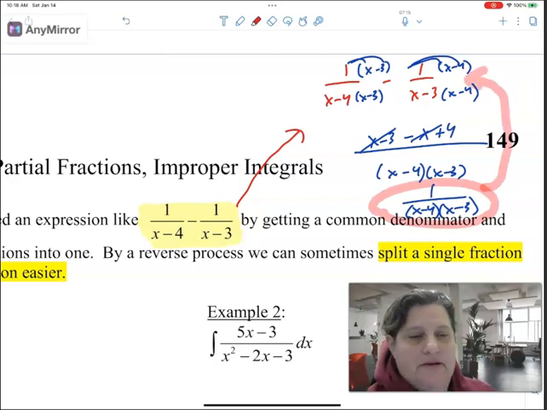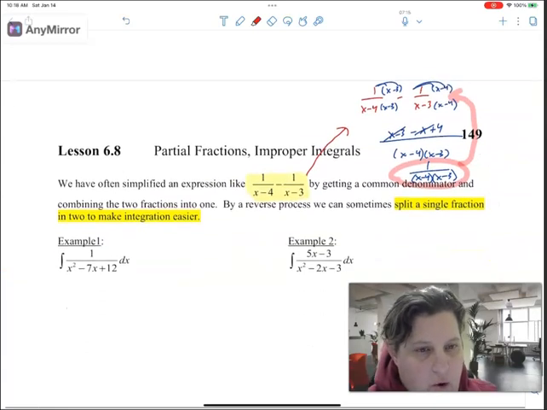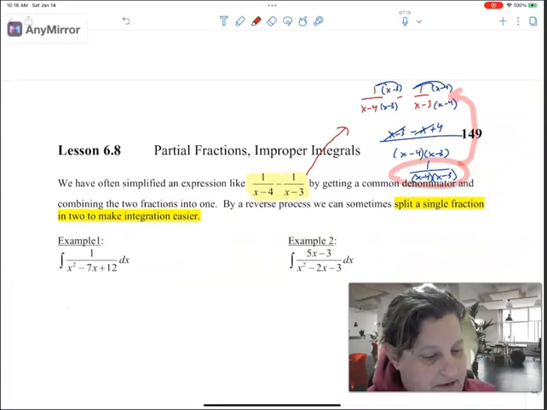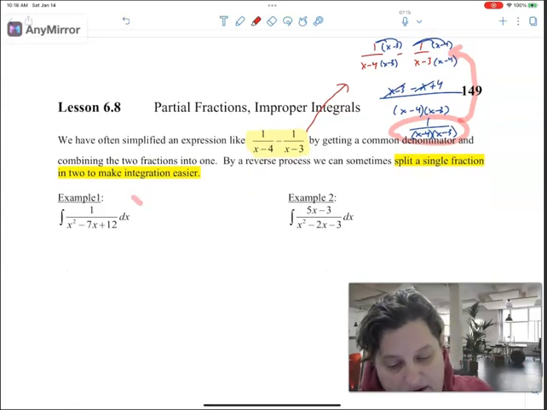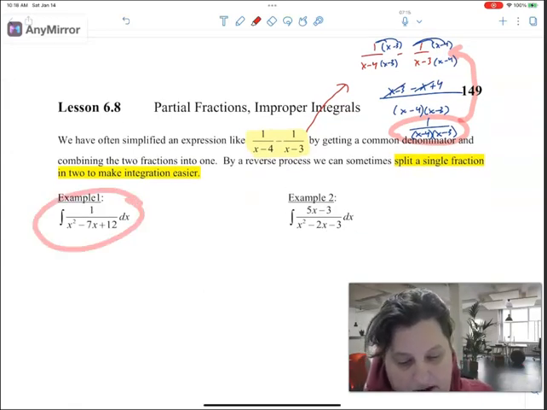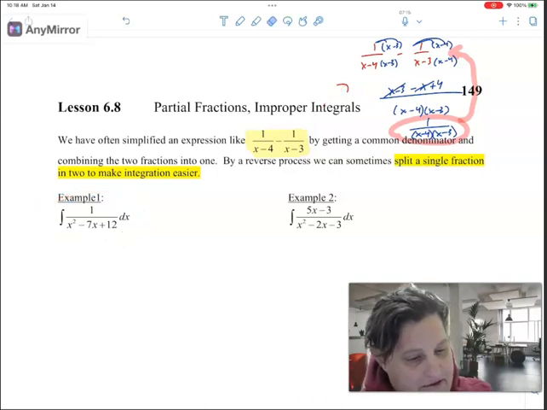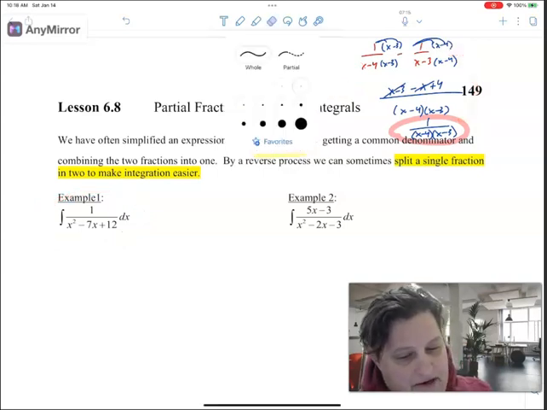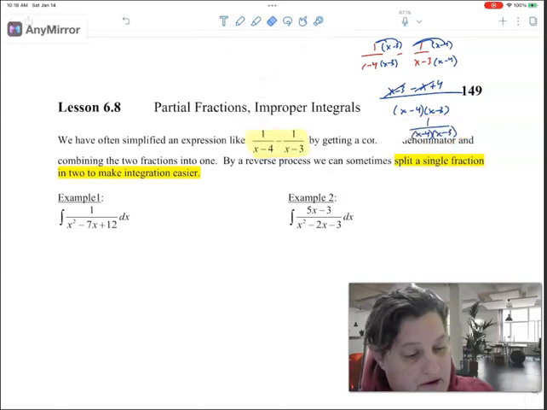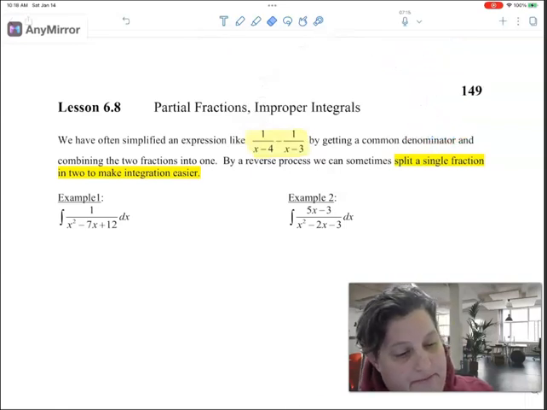Now, what's the purpose of that? Why would we want to do that? Well, it's because we can split a fraction up to make integration easier, right? Right here, I can't split that up. But if I could split it up with what's called partial fractions, I can integrate it better. So let's take a look. This is the same idea of what we just did up here, combining like terms, but we're separating them.